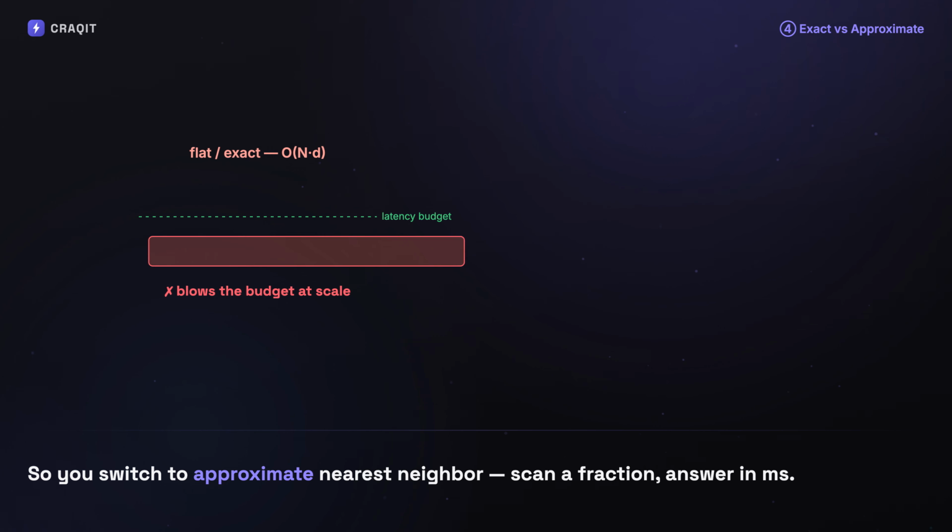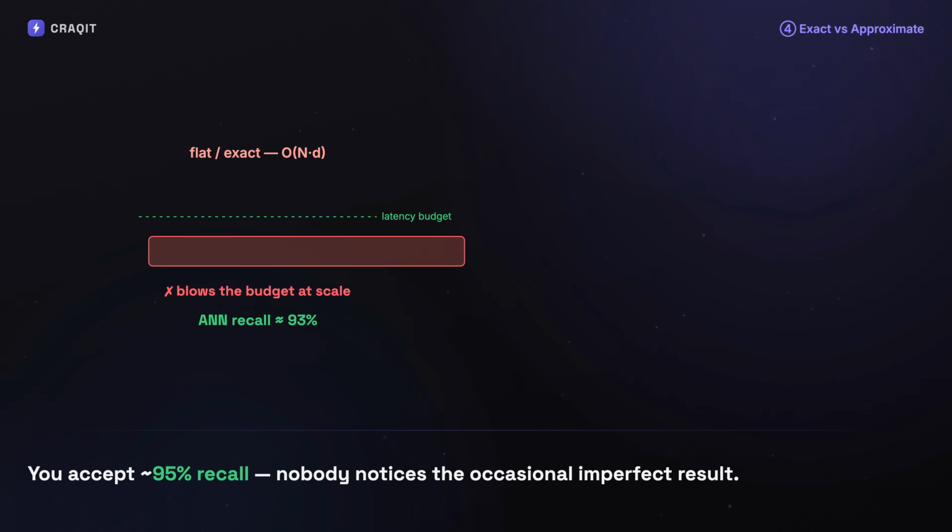So you switch to approximate nearest neighbor, ANN, and you accept a stated trade-off. You will occasionally miss a true neighbor, and in exchange, you scan a microscopic fraction of the data and answer in milliseconds. We measure the damage with recall. Of the true top 10 nearest, how many did you actually return? 95% recall means you found 9.5 of the true 10 on average. And for search, recommendations, or RAG, nobody notices the occasional slightly imperfect result.